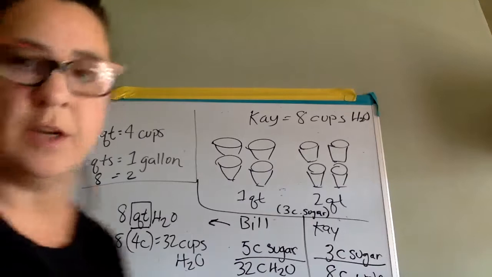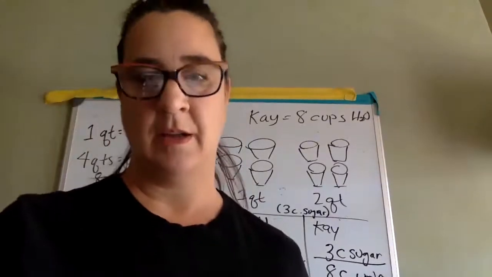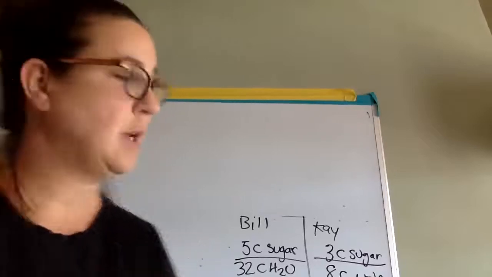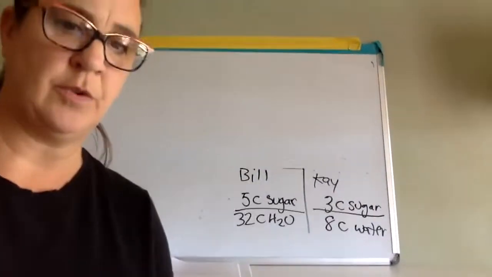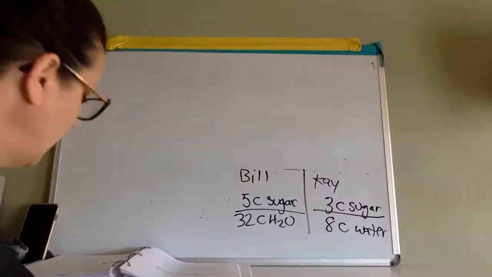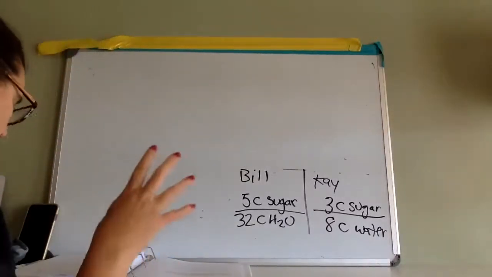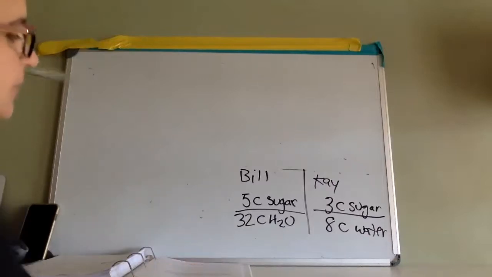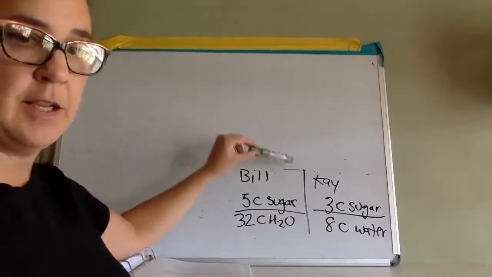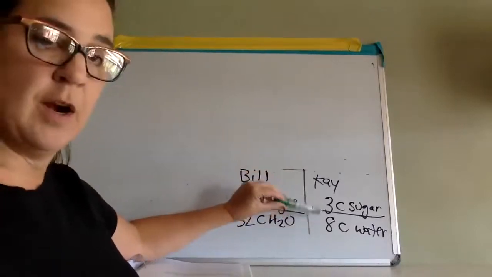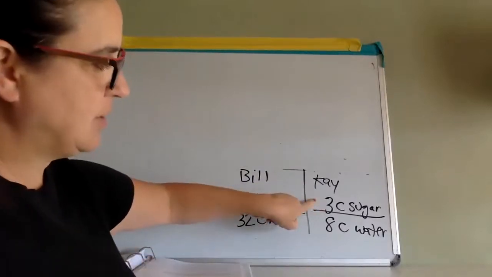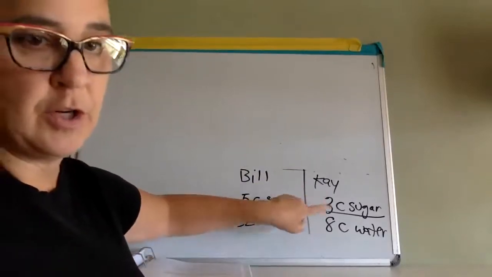Let me pause the video for a second and double check that I haven't done something wrong. Okay, I double checked what I did, and it's the right numbers. So Bill has 5 cups of sugar and 32 cups of water. And Kay has 3 cups of sugar and 8 cups of water. But to get the actual percentage of corn syrup, I can't compare sugar to water. I have to compare sugar to whole.